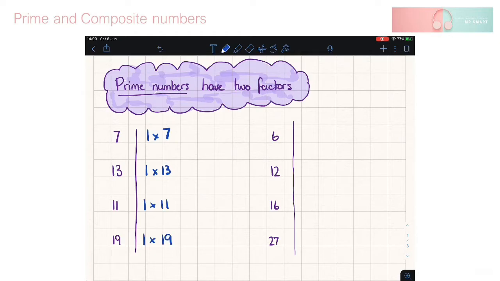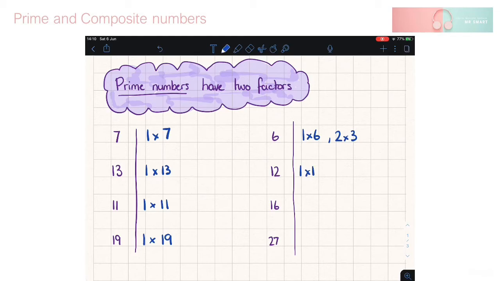Okay, so one way to find the different factors of a number is to split them into pairs of numbers that multiply to make it. So with the number 6, we know we can find 6 by multiplying 1 and 6, but we can also do it by multiplying 2 and 3. And that means that 6 has 4 factors, 1, 2, 3 and 6. And so it is not a prime number, it is therefore a composite number.